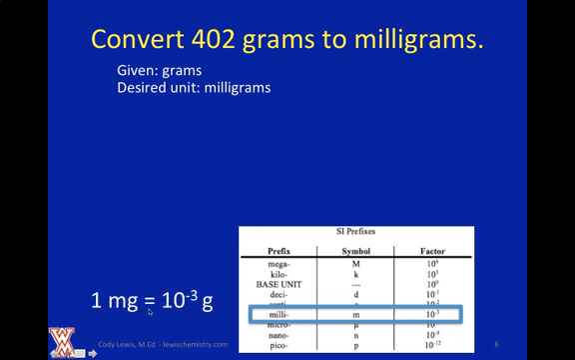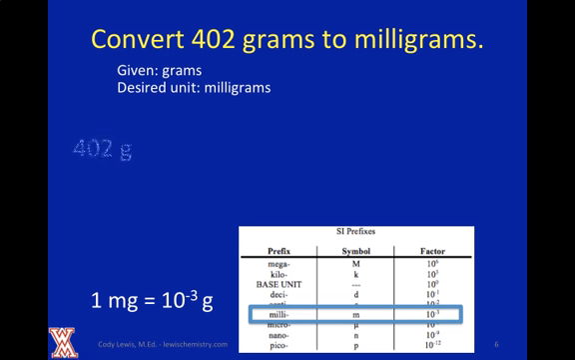1 milligram is equal to 10 to the negative third grams. When making these equivalency factors, the measurement with the prefix always gets a coefficient of 1. The meaning of the prefix, so milli means 10 to the negative third, is going to go beside your base unit. That makes these two numbers exactly equal. So now let's set up our problem.